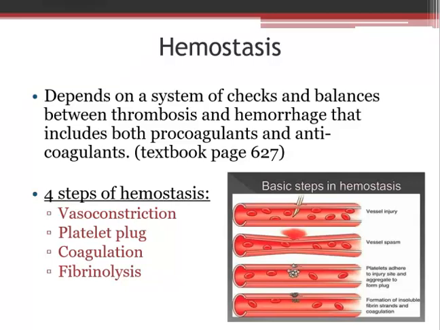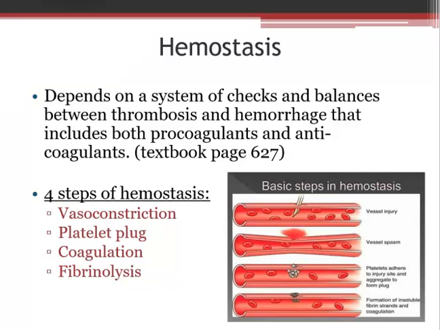Let's remind ourselves what the definition of hemostasis is. It's stopping the flow of blood when there's vessel damage. Okay, so keep that in mind. So hemostasis depends on a system of checks and balances between thrombosis, which is clot formation, and hemorrhaging. And remember, hemorrhage is when there's a release of blood from a broken vessel inside or outside the body.